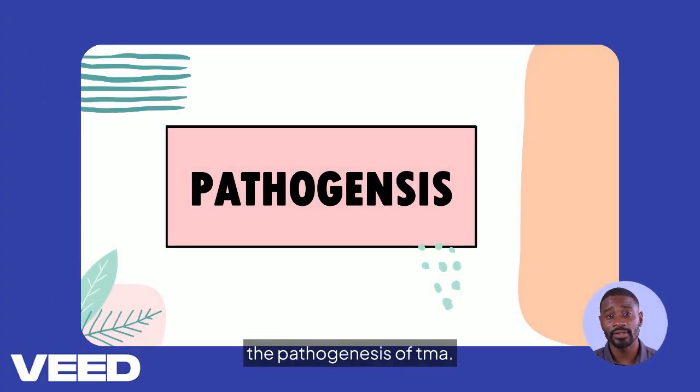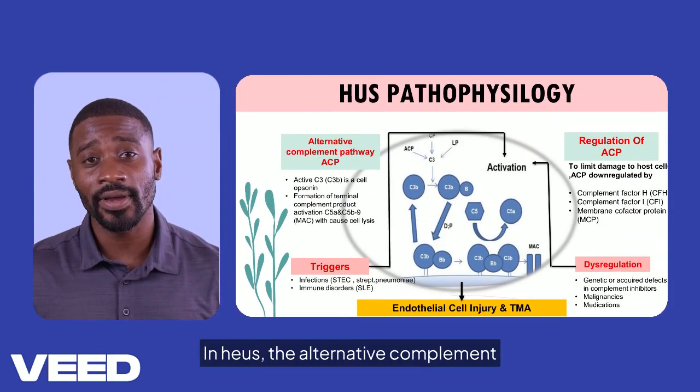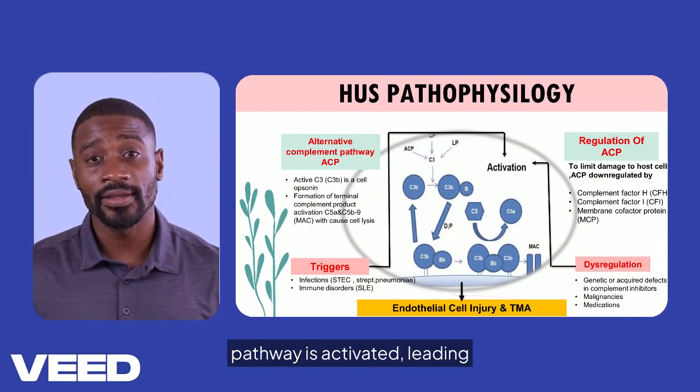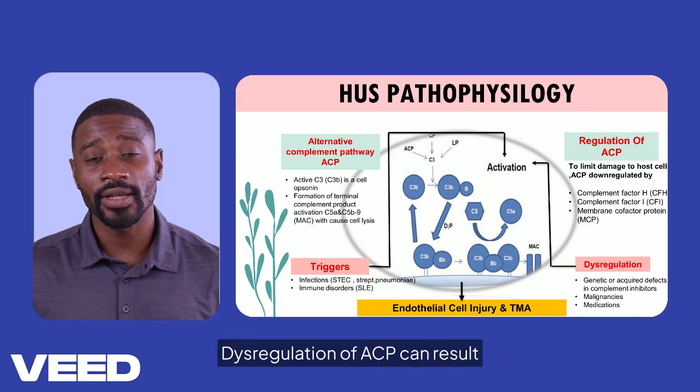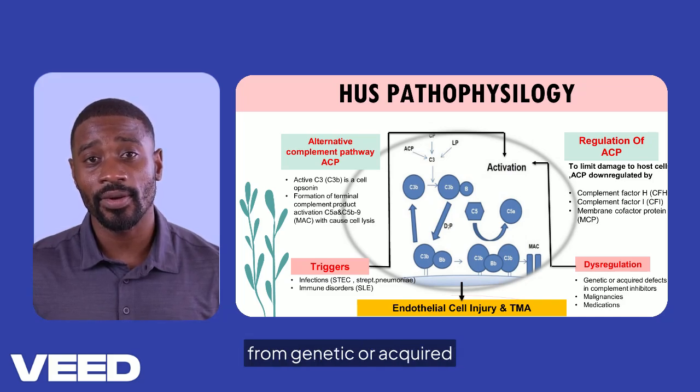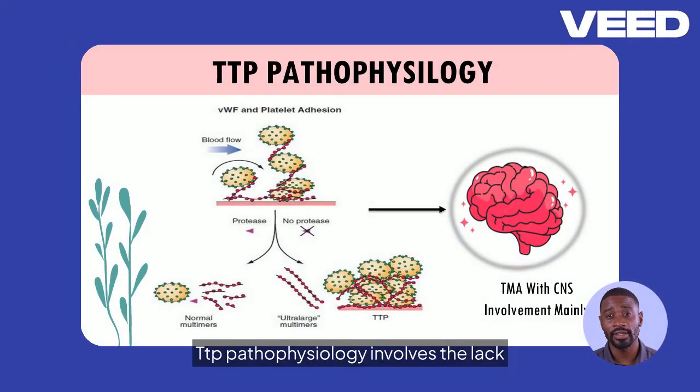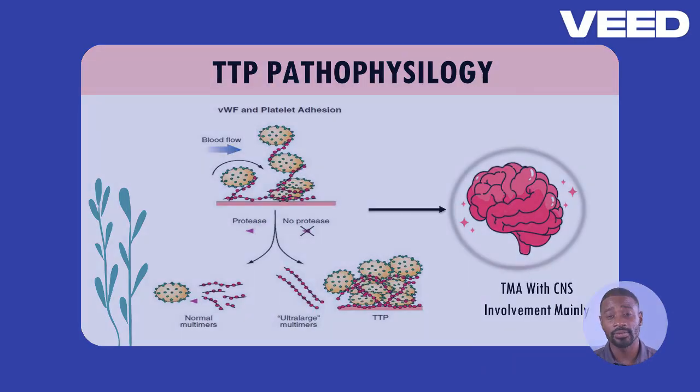Now let's explore the pathogenesis of TMA. Understanding the underlying mechanisms is essential for developing effective treatments. In HUS, the alternative complement pathway, ACP, is activated, leading to endothelial cell injury. Dysregulation of ACP can result from genetic or acquired defects, triggering TMA. TTP pathophysiology involves the lack of ADAMTS13 protease, leading to the accumulation of large von Willebrand factor multimers, causing platelet aggregation and TMA, primarily affecting the CNS.